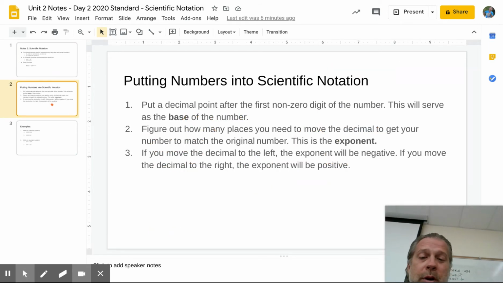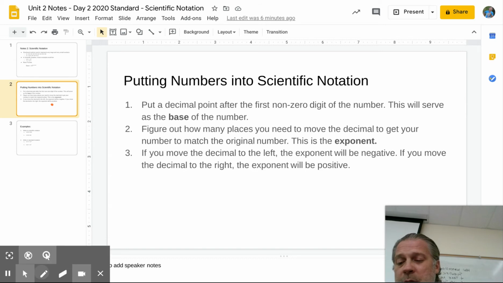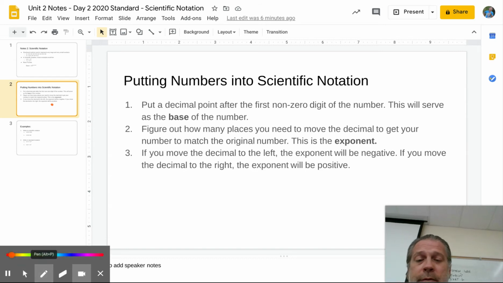When we talk about putting numbers into scientific notation, there's just a couple of things that we have to keep track of. One of the things that we have to keep track of is where we put a decimal point. As I said earlier, in the basic format, that first number, something times 10 to the, has to be between 1 and 9.9.